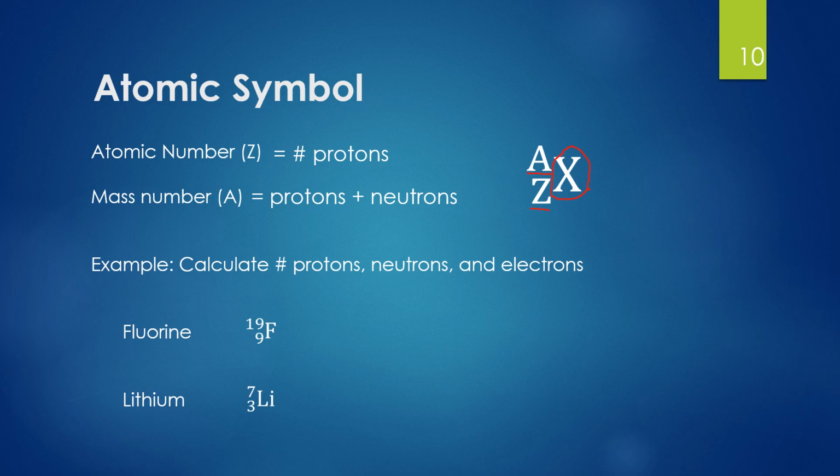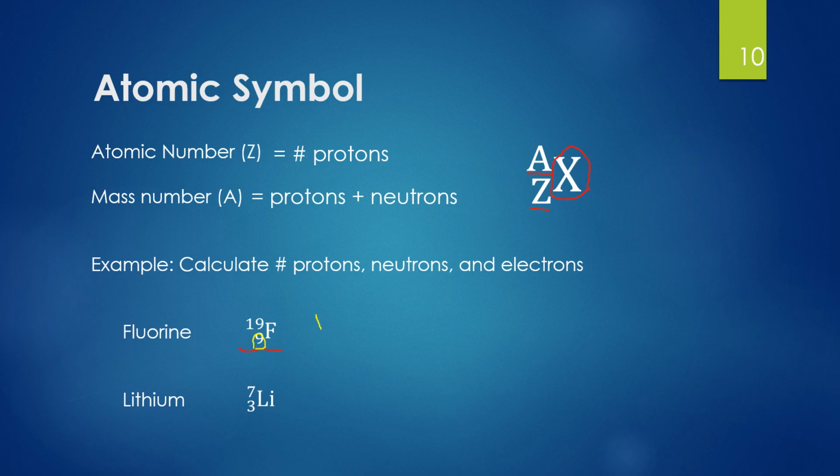So the protons is the easiest part to figure out. Looking at this atomic symbol of fluorine, if you remember, the number of protons is the same as the atomic number, and the atomic number is the number located on the bottom left side of the symbol. So in this case, it is going to be the number 9. So that means the number of protons is 9.